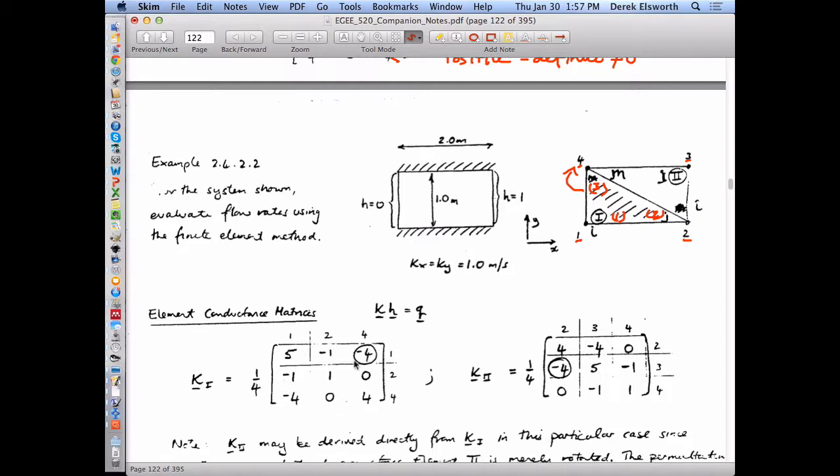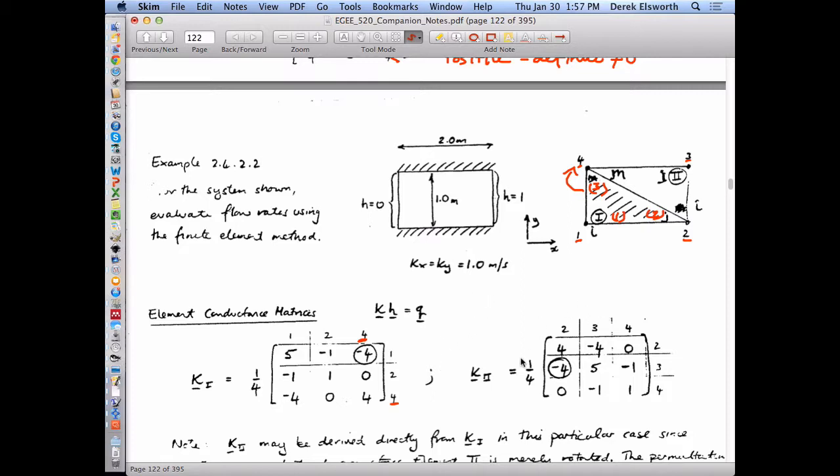Local node 1 is global node 1. Local node 2 is global node 2. But local node 3, which is the last column, is global node 4. And so the indexing that we'll ultimately use is going to be this. So these are the global numbers defined.